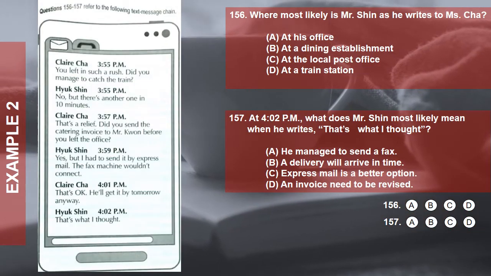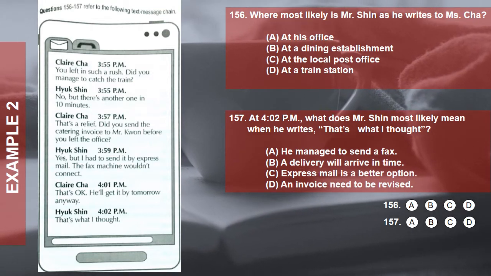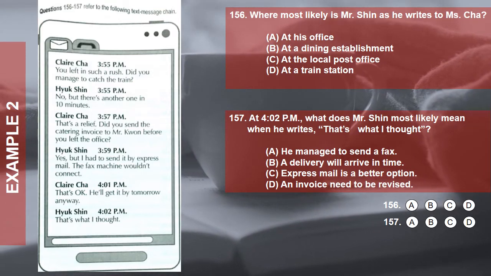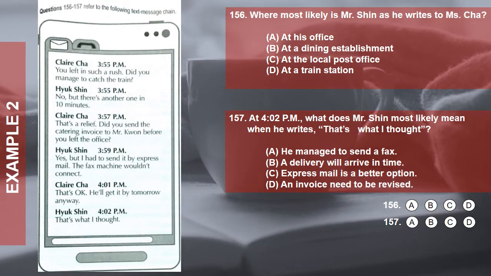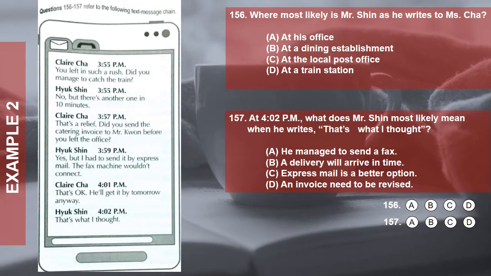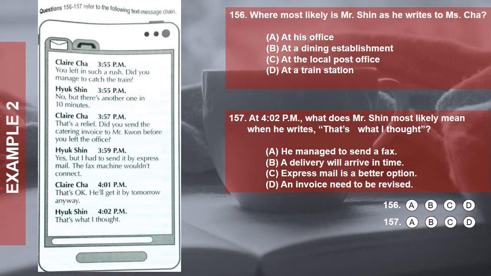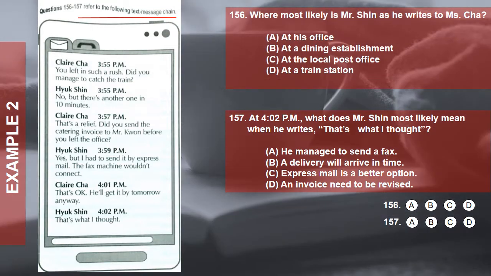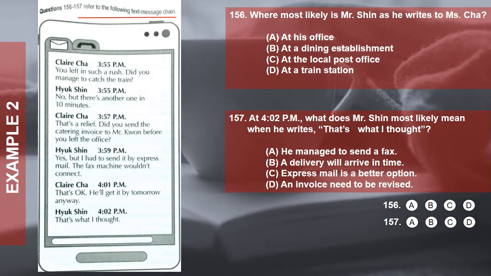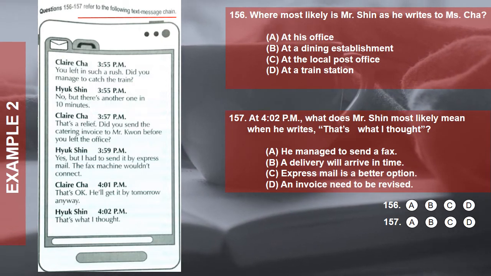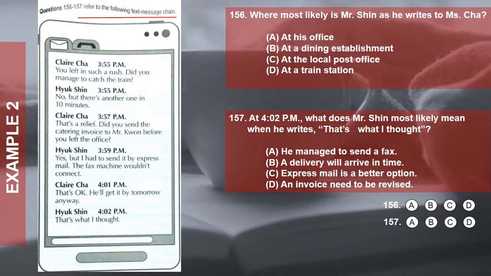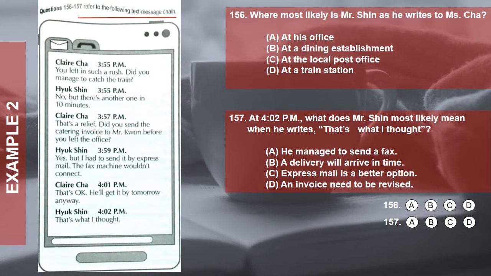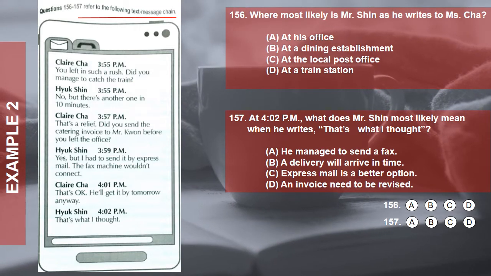So let's do a second example. Follow the same steps that I gave you in the first example. Look at the writing and establish what kind of writing it is. Questions 156 to 157 refer to the following text message chain. So it's a text message. Read the headline. For this text message, we do not have a headline, so skip to the third step. Go to the questions and establish what kind of questions they are.